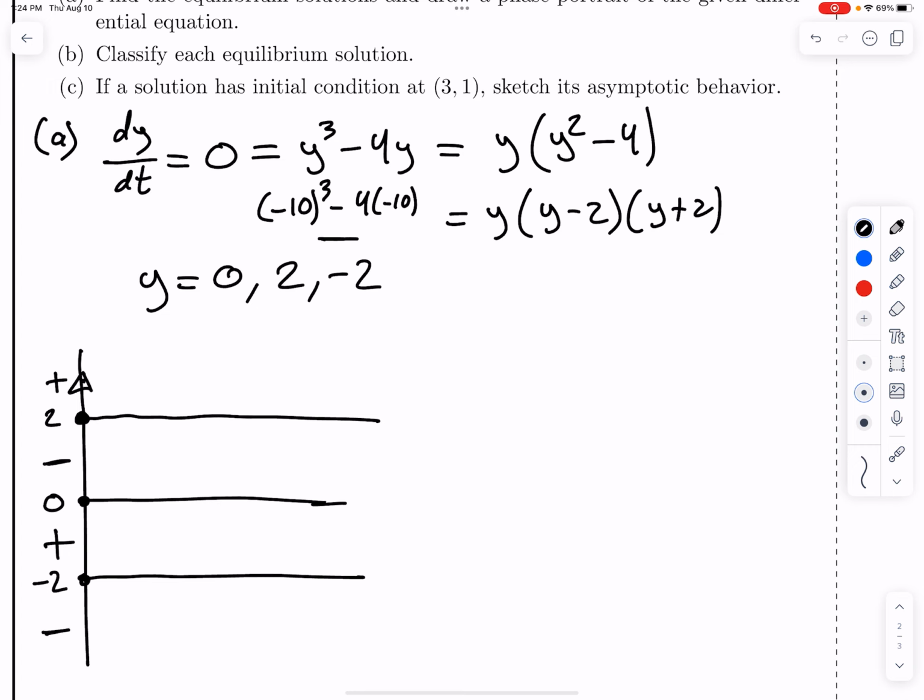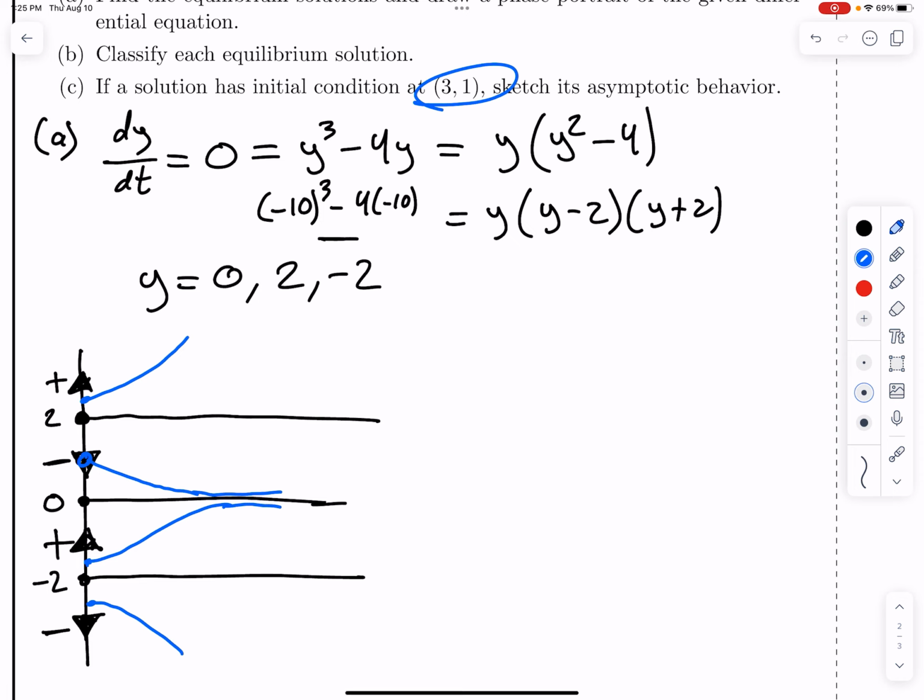So we could draw little arrows. Here solutions are going up. Here solutions are going down. Here solutions are going up. Here solutions are going down. If you want to draw some solutions, they want us to sketch a solution with initial condition (3,1). So if the y value was 1, for example, we'd be starting here. Solutions should decay down here, go up here, go up here, and decay down here. So you can see what the behavior of solutions would be in this phase portrait.